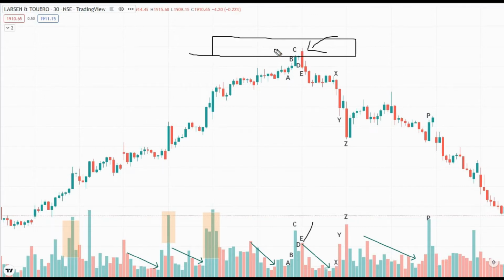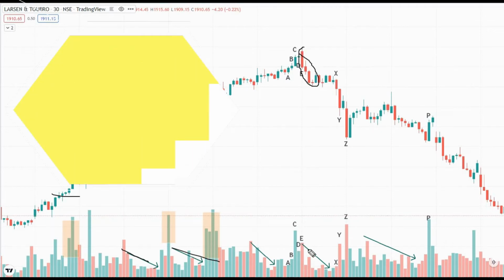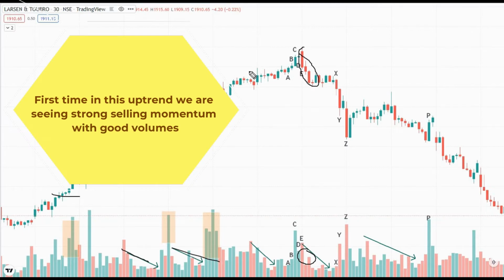So for the first time in this uptrend we saw a strong selling momentum. Earlier, see the pullbacks, they were very shallow pullbacks with low volume, but now for the first time we are seeing strong selling candles with good volumes. So this is indicating that sellers are very much active at these price areas.